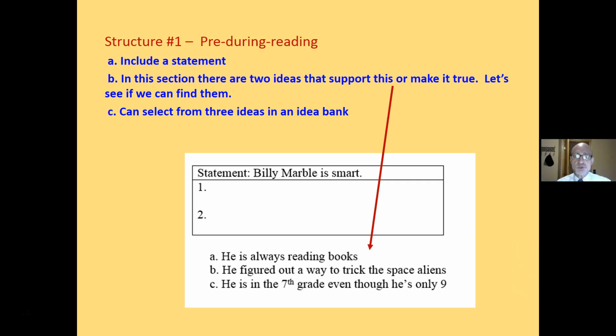Here is an example of structure, going from more structure to less. Include a statement. In this section, there are two ideas that support this or make it true. Let's see if we can find them. So I'm giving them a short section. Students have to select the two ideas that are true, that support Billy Marble is smart.